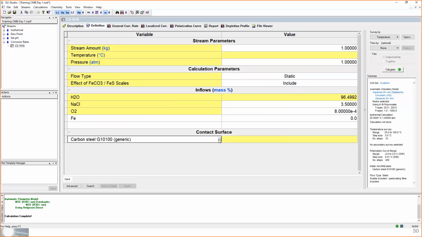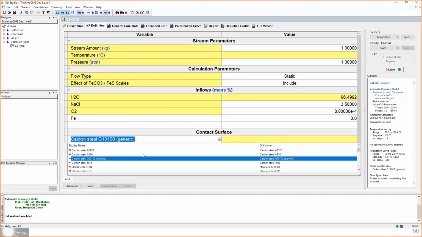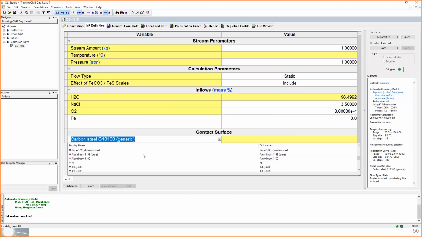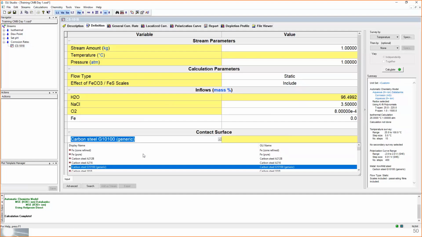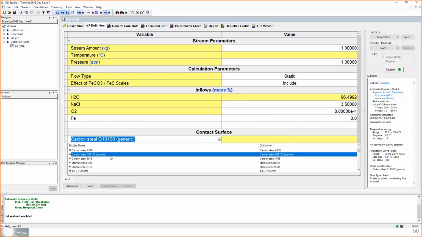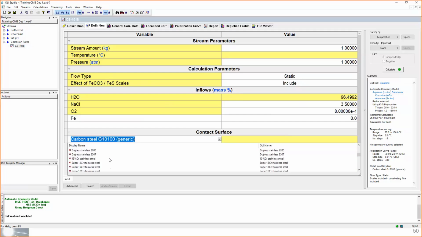And then you're going to use the drop-down arrow. And down here, you'll see all of the different alloys that we have in here. So there are 28 different alloys. We have carbon steel, stainless steel, duplex. These ones were recently added, the Super 13 chrome, Super 15 chrome, Super 17 chrome. Some aluminum alloys, nickel alloys, hastelloys, and copper nickel alloys. Okay, so we have those, and all of them have been validated with experimental data.